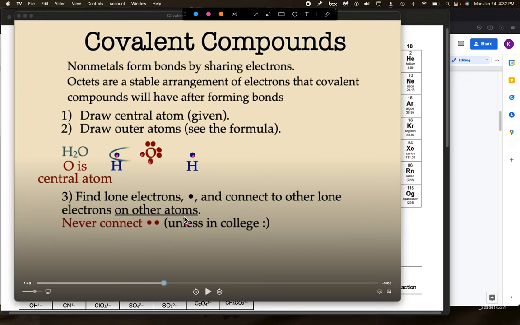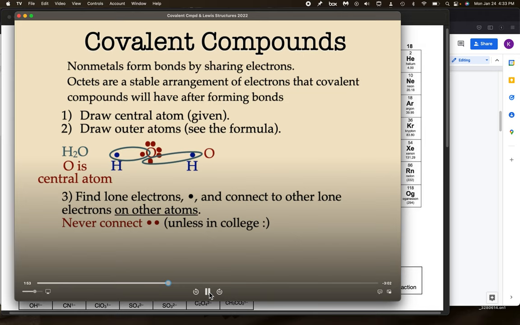Never connect the combination. So we're not going to connect these. We're only going to connect these. So that's what the video shows. Let's go back to the video. Connect, connect. And then you redraw it in the second box of the worksheet, either with paired electrons, that's what this means. I have paired electrons that are bonding the hydrogen to the oxygen.